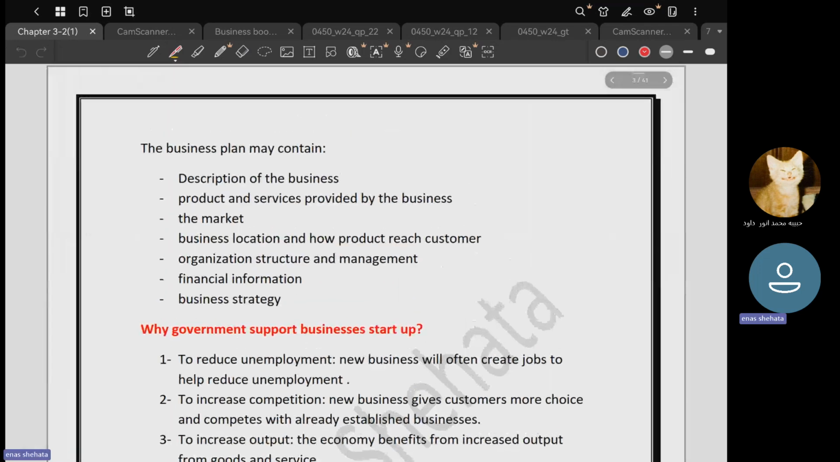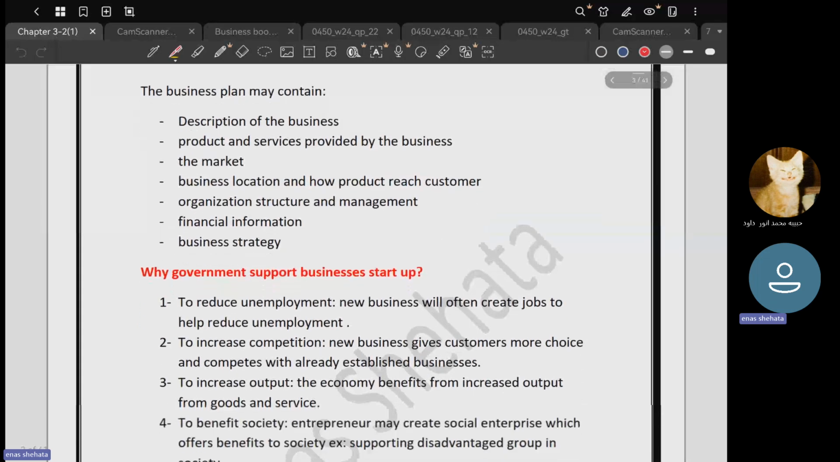The business plan, we said, contains a lot of details. Number one, description of the business. You will describe your business, the product and service provided by the business. What's the product that you will sell? The market: where you will sell your product. Will you sell it in your country or export it to many countries? Business location and how the product reaches the customer: where you will locate your business and how you will deliver the product to your customer. Organization structure and management: how many levels of management your business consists of. Financial information: where you will get this information. And business strategy. What's your strategy in your business?